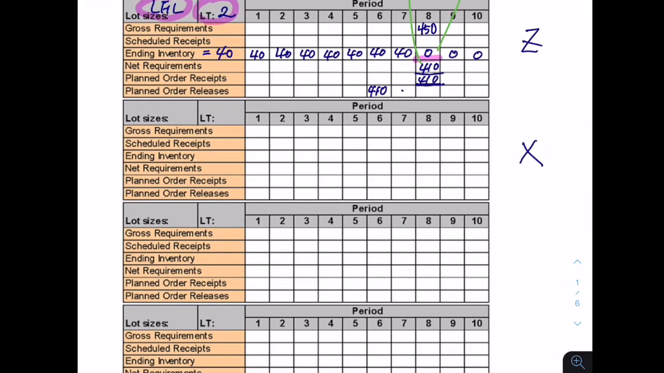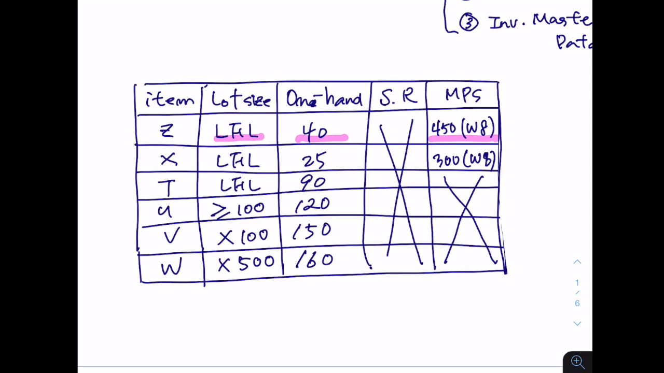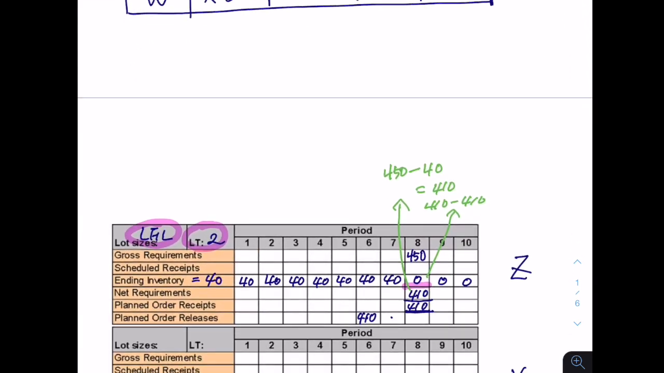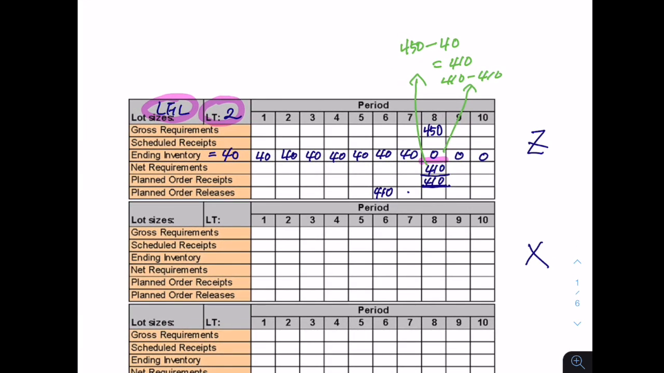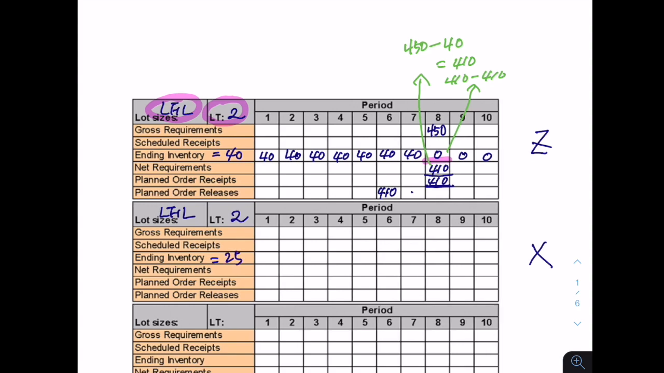Now let's move on to X. X is the other item we can make here. X has lead time 2, and some other information is given here. So first, lead time is 2 weeks, similar to Z. And what information do we have? Lot for lot, on hand 25, independent demand MPS 300. Let's fill in this information first: lot for lot, we currently have 25, and 300 in week 8 there is a demand.